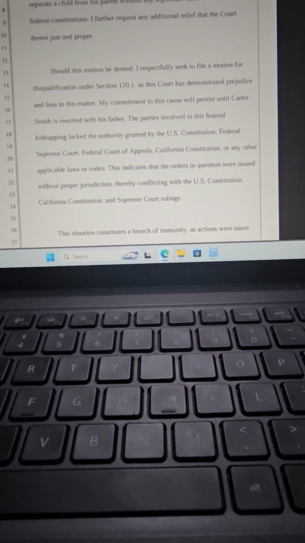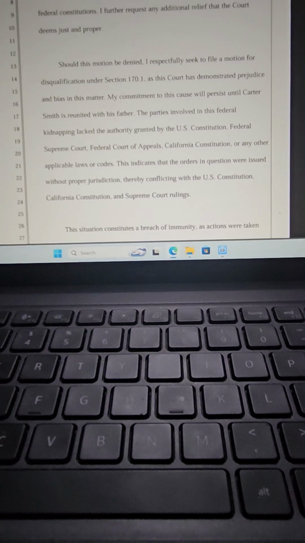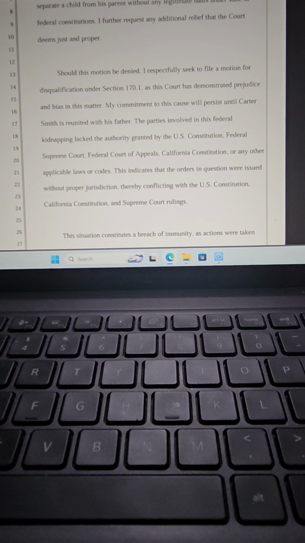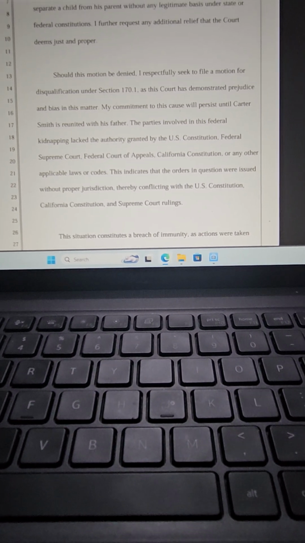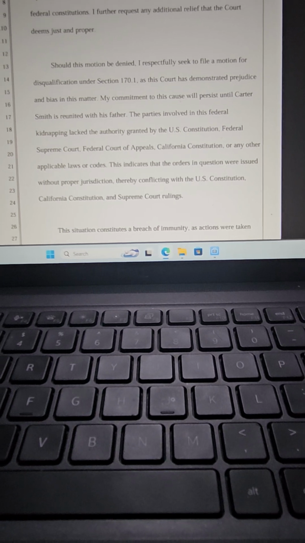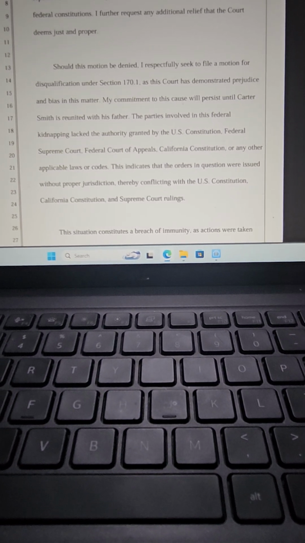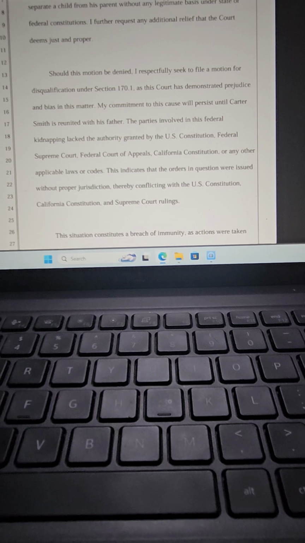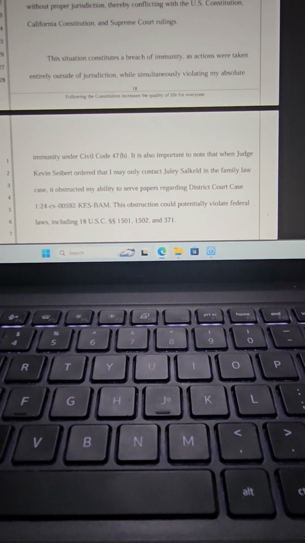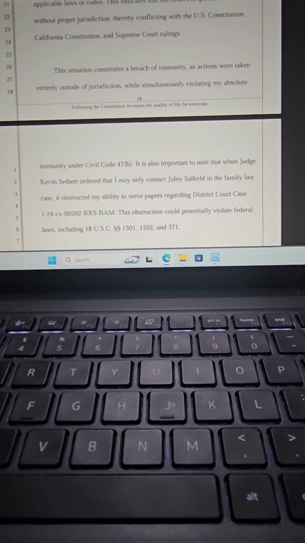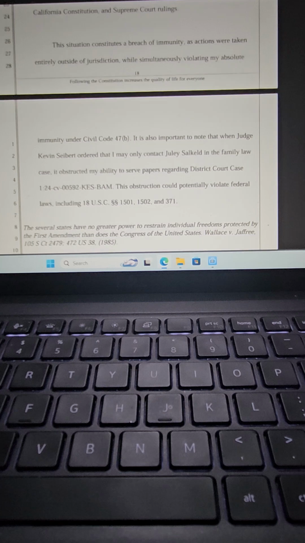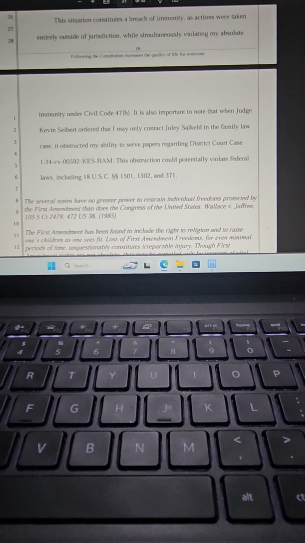The parties involved in this federal kidnapping lack the authority granted by the United States Constitution, the federal Supreme Court, the Federal Court of Appeals, the California Constitution, or any applicable laws or codes. This indicates that the orders in question were issued without proper jurisdiction, thereby conflicting with the United States Constitution, the California Constitution, and Supreme Court rulings. This situation constitutes a breach of immunity, as actions were taken entirely outside of jurisdiction while simultaneously violating my absolute immunity under California Civil Code 47B.